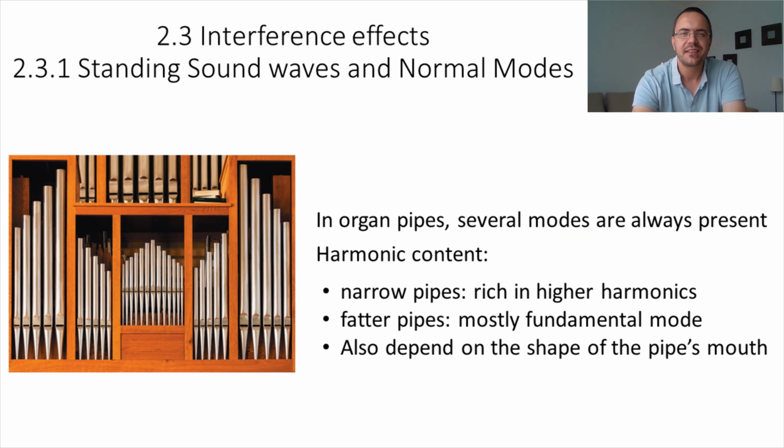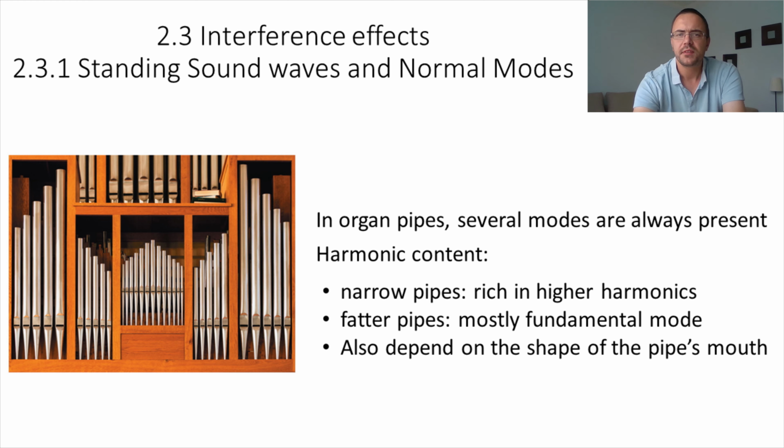I should add that for organ pipes, several modes are always present. Right? You don't have just the normal mode with n equal 1, but you have all the other modes with the other values of n. And this is called the harmonic content. Right? Narrow pipes are rich in higher harmonics, whereas fatter pipes contain mostly the fundamental mode. And if you don't remember why, then check again the video on sound intensity.